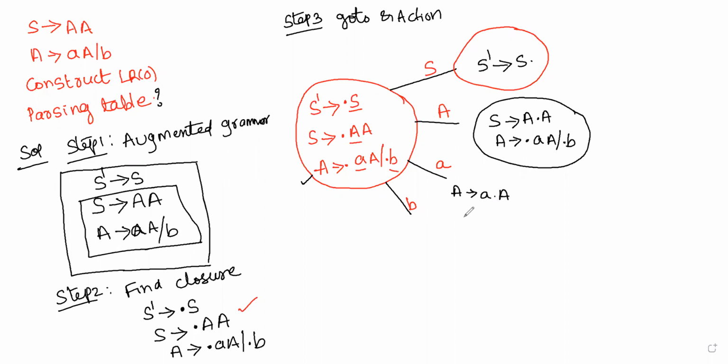Again, what is A in the given production? The given production is A tends to dot AA by dot B. So remember, this is called the goto action of A. Next, we are finding the goto action of B.